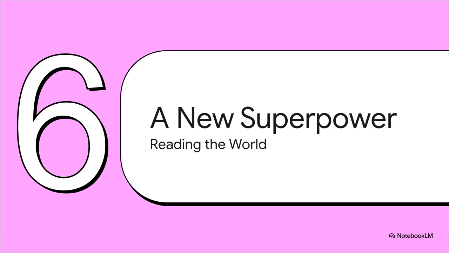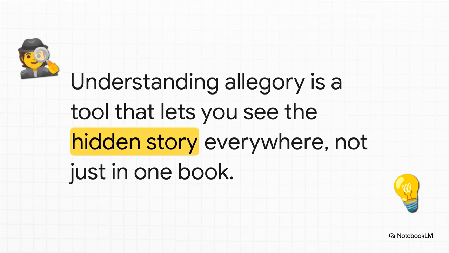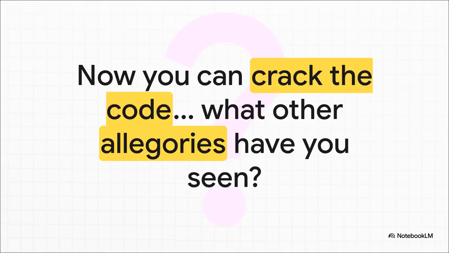So now that we've unlocked the secret of allegory, you've basically just gained a new superpower for how you read the world around you. And look, the really crucial thing to remember here is that this isn't just about one book. This is a tool you can use absolutely everywhere. It's a new lens for watching movies, for looking at TV shows, even for understanding political cartoons. It really empowers you to look past the surface and find that deeper, hidden commentary that's so often hiding in plain sight.